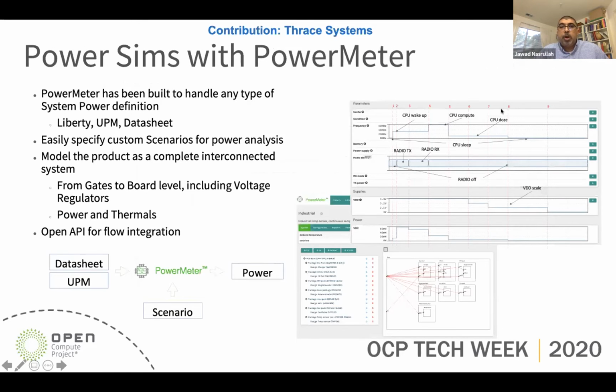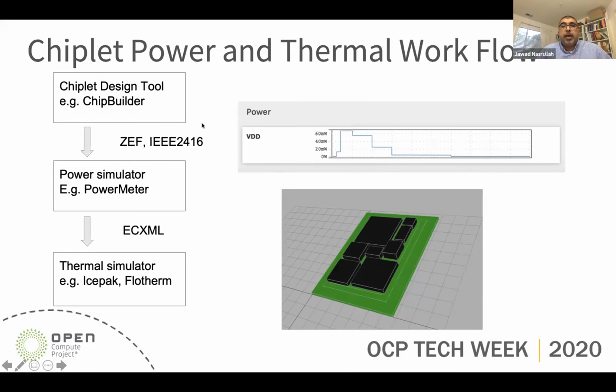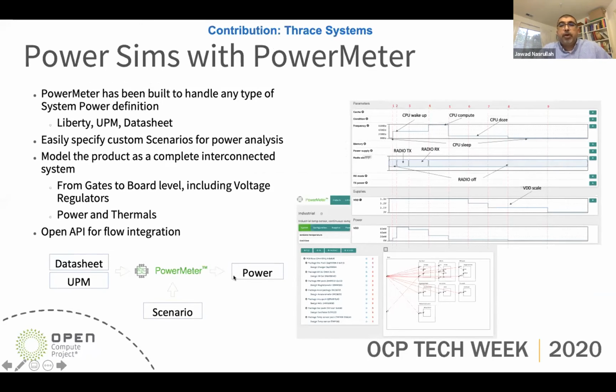So this particular work was done for chiplet thermal modeling, and we started with the test case, and we went through power simulations, we went through thermal simulations, and the work was done by different companies. So data was being handed over with commonly understood formats or formats that we have been exploring in the work group. So for example, 3 System did power simulation of the test case, and they have a tool called Power Meter. So we provided them data, and they used unified power model and data sheets and Liberty formats. And they demonstrated that power simulations can be quite effectively done with their tool.